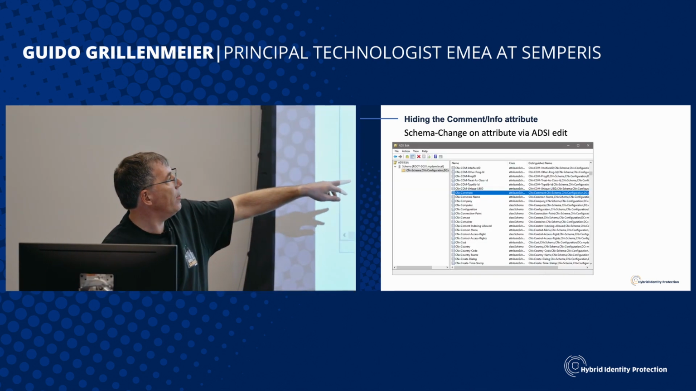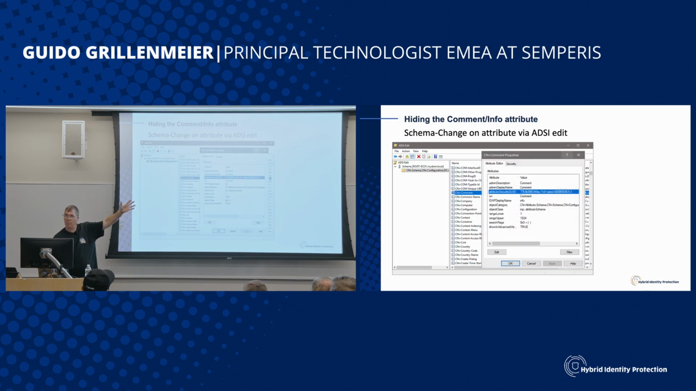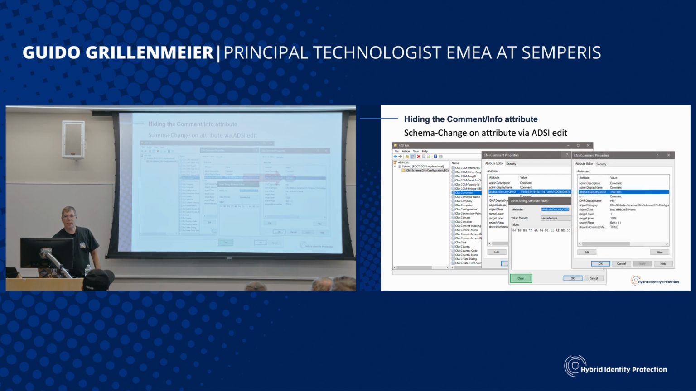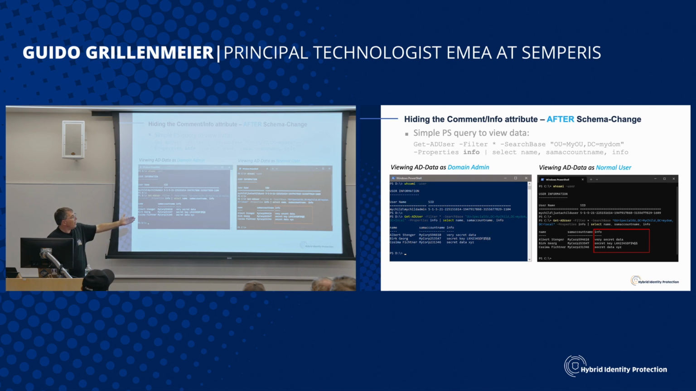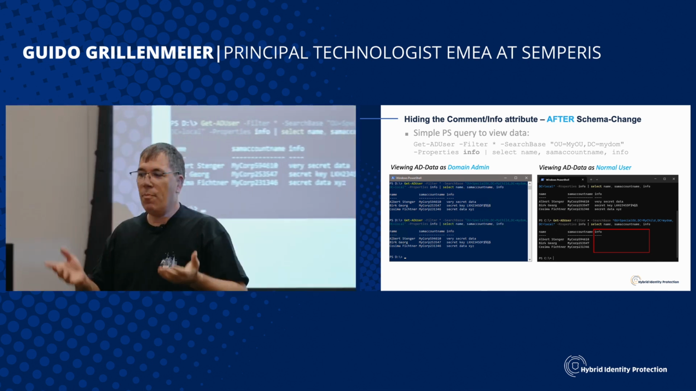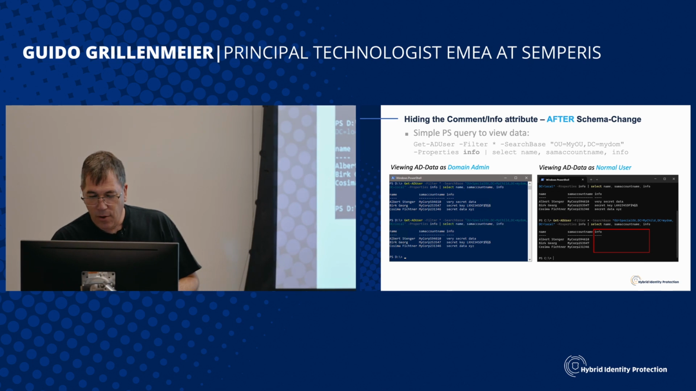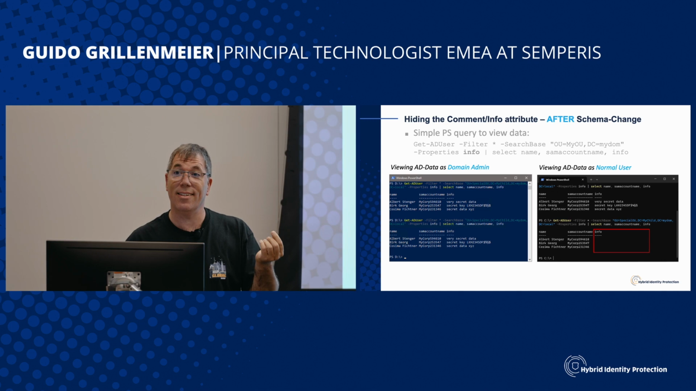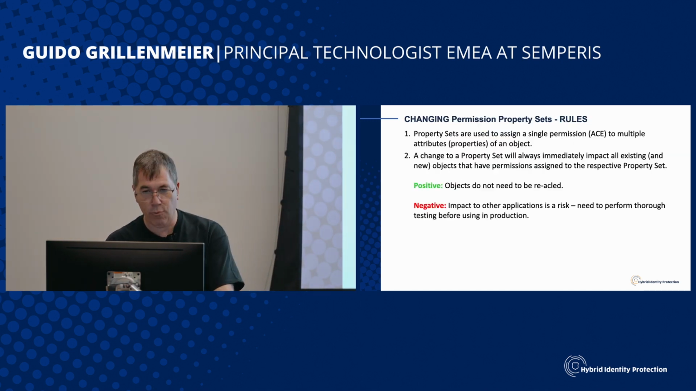I'm just going to rip out the comment and info attribute. I'm just going to clear it, rip it out to not set. Ideally, you copy that first so you can easily undo it. This is a schema change for the whole forest, of course, but easily undoable. Once I redo that, I can no longer see that information immediately. No permission change on the actual objects required. No relink required. This is instant.